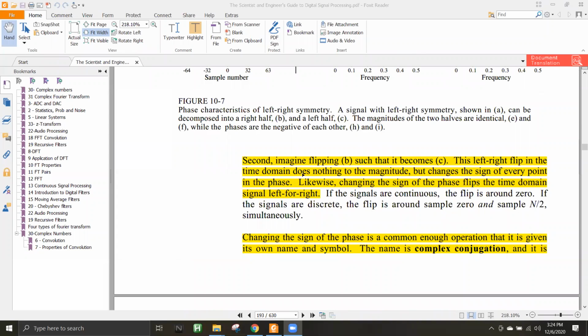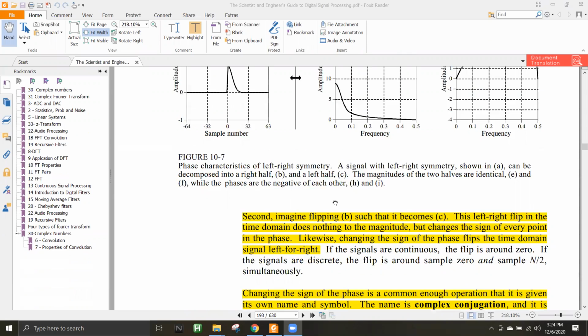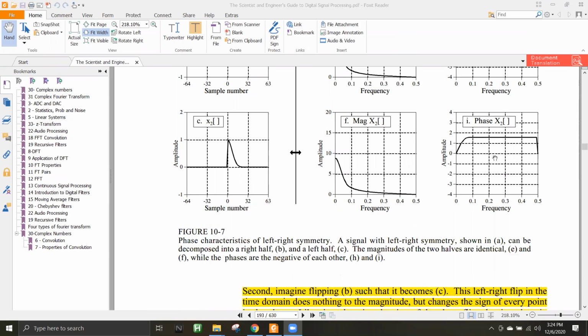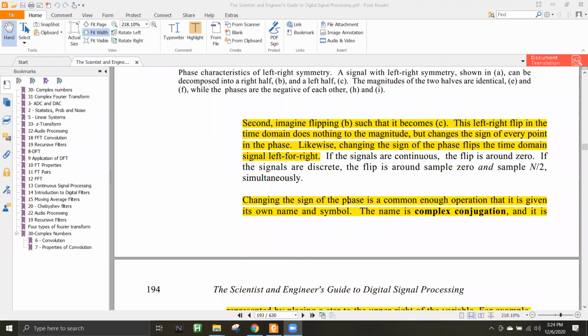The left right flip in the time domain does nothing to the magnitude, but it changes the sign of every point in the phase. Likewise, changing the sign of the phase in the frequency domain flips the time domain left for right. So you can also get this flip effect in the time domain by simply inverting the phase in the frequency domain. So they can be done vice versa.